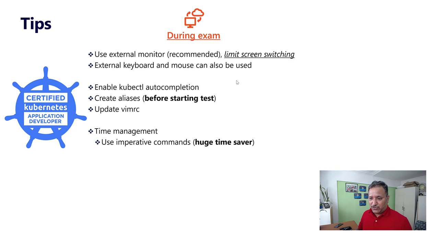For me, this was the huge time saver the second time around, because if you look at the documentation and if you copy the YAML code snippets from there, you will have to make a lot of changes when you paste it, and you spend a lot of time copying and pasting. Instead of that, you can use the imperative command to create whatever resources are required, let's say a pod, a deployment, a replica set, or whatever is requested as part of the task.